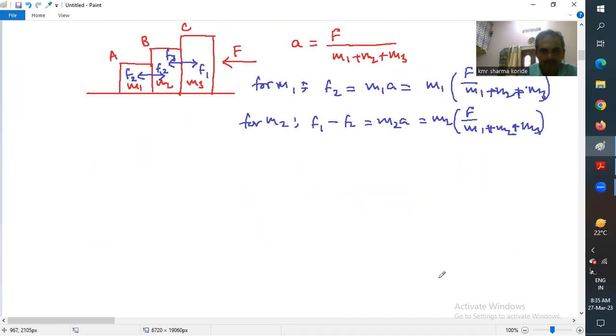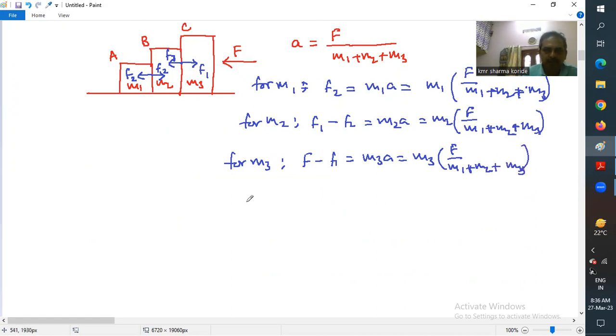Next, moving to M3. So here capital F favors M3, but F1 opposes M3. So therefore, once again, based on the question, you have to use any one of the formulas to get the answer. So F by M1 plus M2 plus M3. Yeah, so these are the cases.